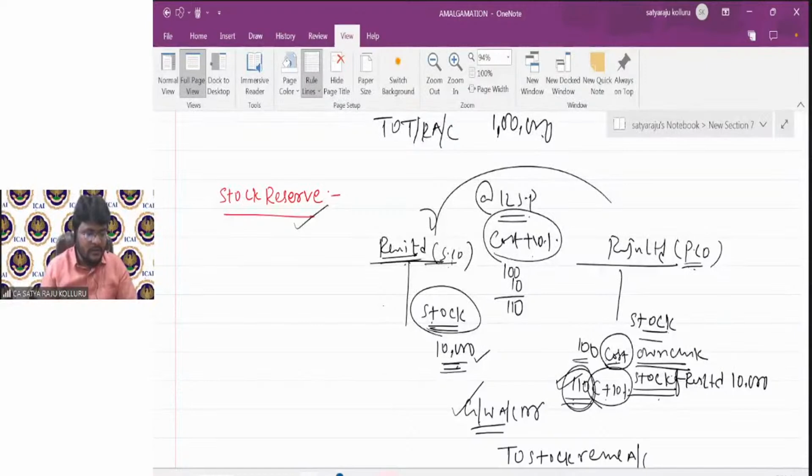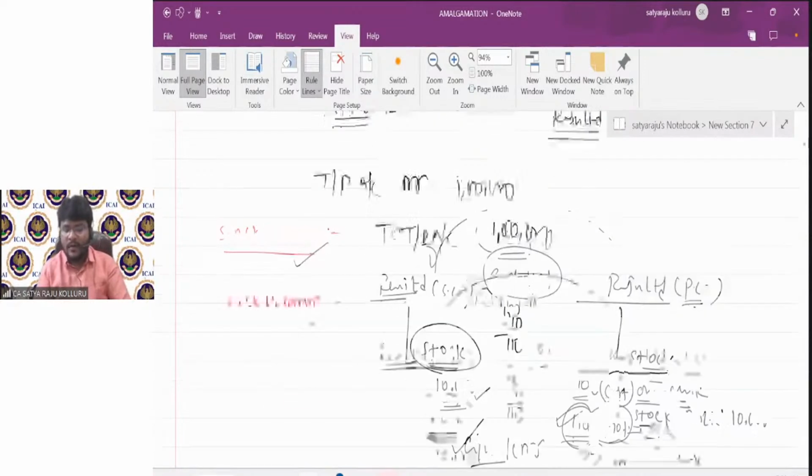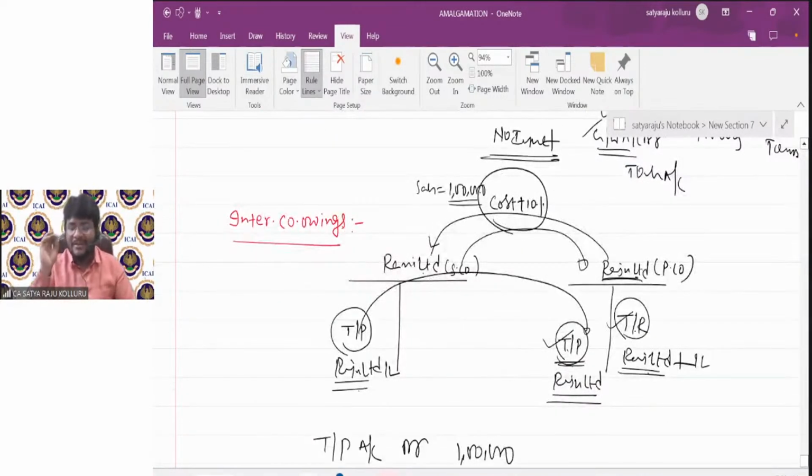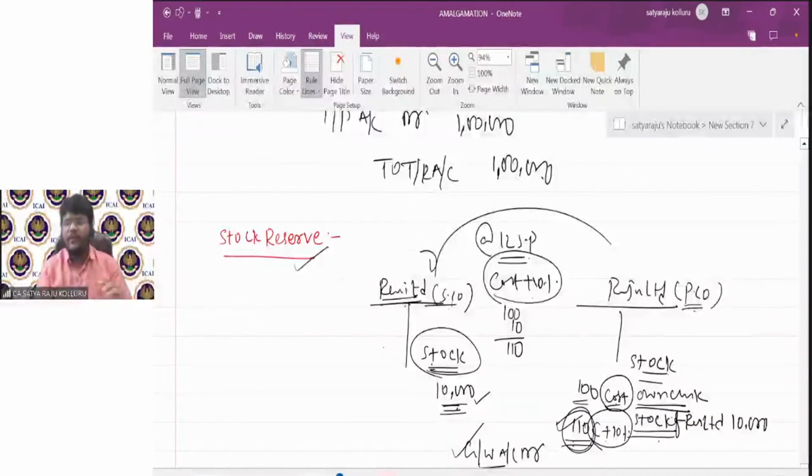Okay. Any other doubt, guys? Fine. Guys, please, all of you, be careful. These concepts you need to have a crystal clear idea. The reason is, whenever you are considering any problem, they simply add one adjustment with intercompany owings. They simply add the other adjustment with the stock reserve. If you have a crystal clear idea, whenever they add it to a particular problem, you can simply resolve it. Fine.